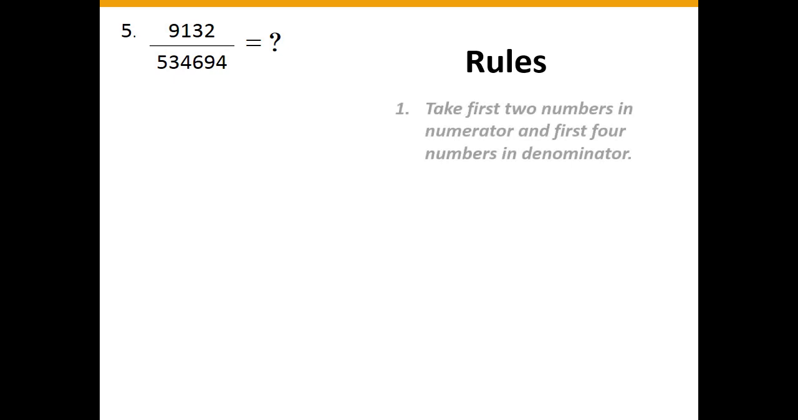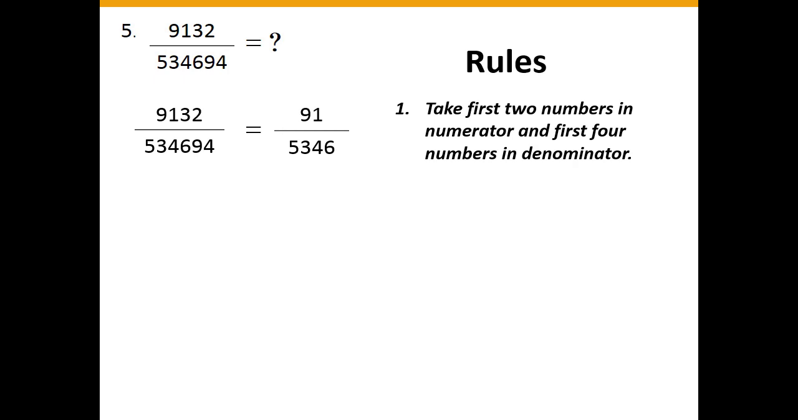So first see the rules for the trick. Rules: first take 2 numbers in the numerator and the first 4 numbers in the denominator. What they are saying means take the first 2 numbers in the numerator and 4 numbers in the denominator. So write the question: 9132 divided by 5,34,694 equals 91 divided by 5,346.